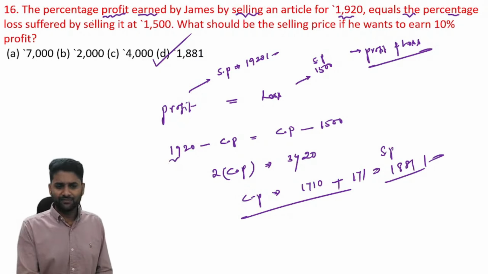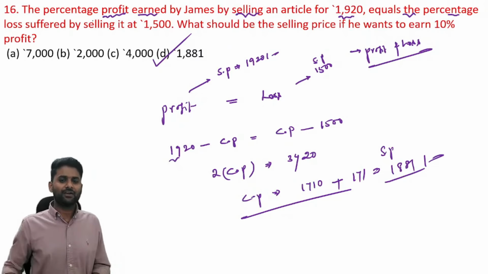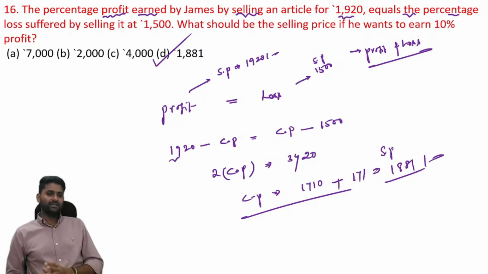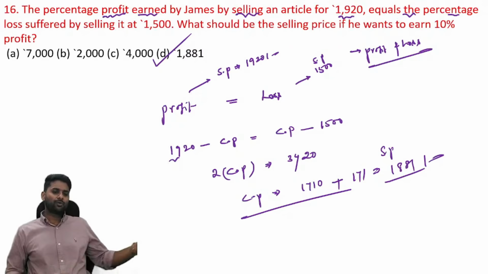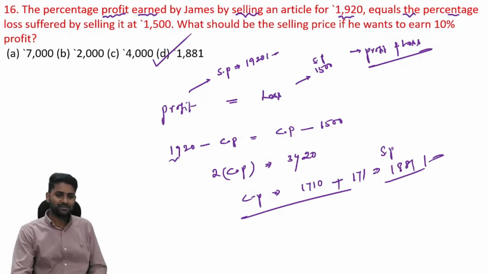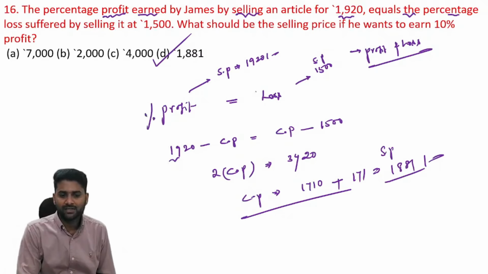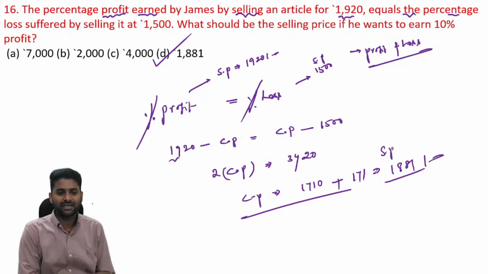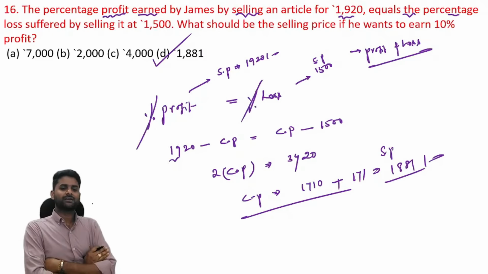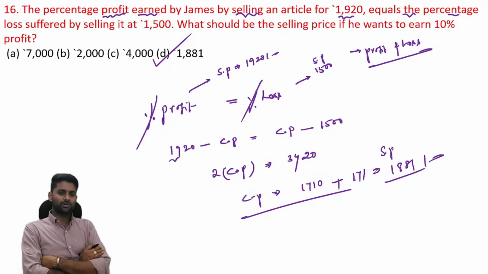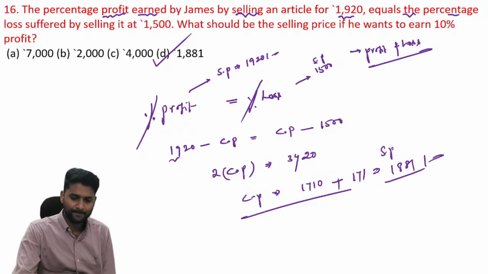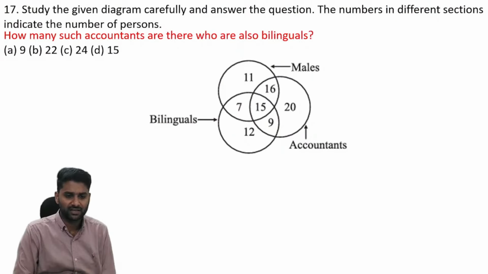So understand that information. Profit while selling for 1920 is equal to the percentage of loss suffered by selling it for 1500. So profit percentage is equal to loss percentage. Now see, percentage of profit is equal to percentage of loss. Percentage you just cancel it. Profit is selling price minus cost price. Loss is cost price minus selling price. That's it. Just go through the equation and find the calculation.